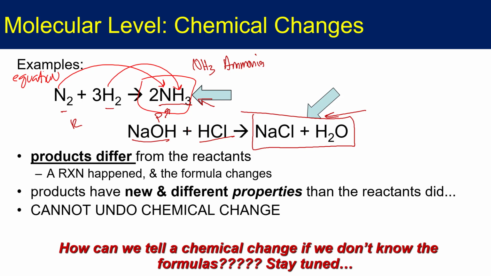We cannot undo these chemical changes unless we have a chemical reaction to do so. Such as if I wanted to separate the sodium chloride, I could do so using electrolysis, but that would require a chemical reaction. I can't do it by any physical means.